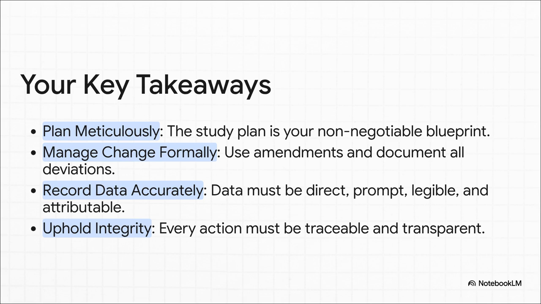Follow it. Second, manage change formally. Planned changes are amendments, unplanned events are deviations. Document them both. Third, record your data accurately. It's got to be direct, prompt, legible, and you have to know who recorded it. And finally, uphold integrity in everything. Every action you take has to be traceable and transparent. That's how we generate data that is valid, reliable, and that everyone can trust.